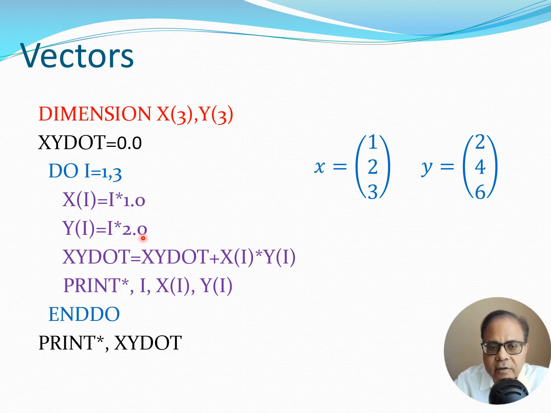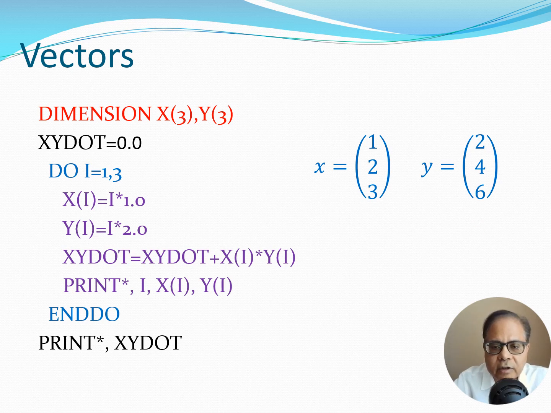Now you know that the dot product would simply be 1 into 2 plus 2 into 4 plus 3 into 6. So to do that, what we do is that at first we declare that xy dot is 0. That's the dot product of these two vectors. And then here I put the statement that xy dot is xy dot plus xi into yi. So what this statement is going to do is that it's going to sum through this particular value between I is 1 and 3. And so then I print out the values of I, xi and yi, and then I end the do loop, and finally I print out the dot product or the scalar product of these two vectors.